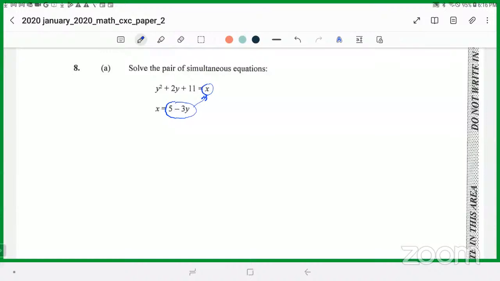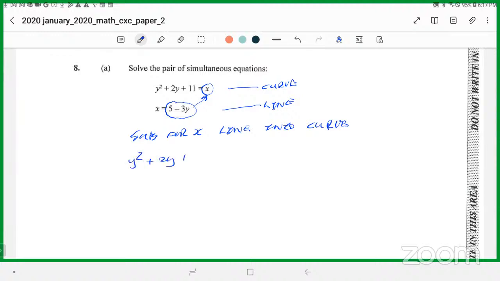Substitute the line into the curve for x. Let's say this is a curve, and this is a line. I'm going to substitute for the x, the line, into the curve. And so we're going to get y squared plus 2y plus 11 equals 5 minus 3y.